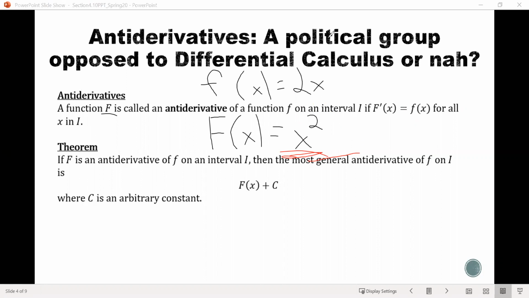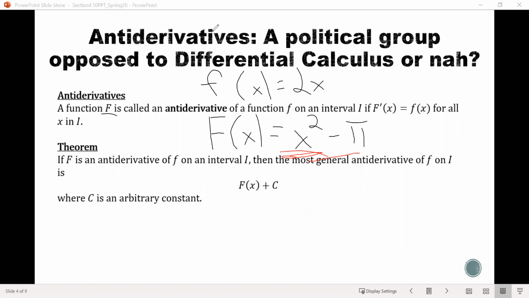Well, no, we could also do plus 13, right? X squared plus 13, take the derivative there, still gives us 2x. What if I did x squared minus 1,000? Does that still give us 2x when we take the derivative? I believe it does. What if we do x squared minus pi and take the derivative? Does that still give us 2x? It does. So it looks like then there are an infinite number of answers for what the antiderivative could be here.